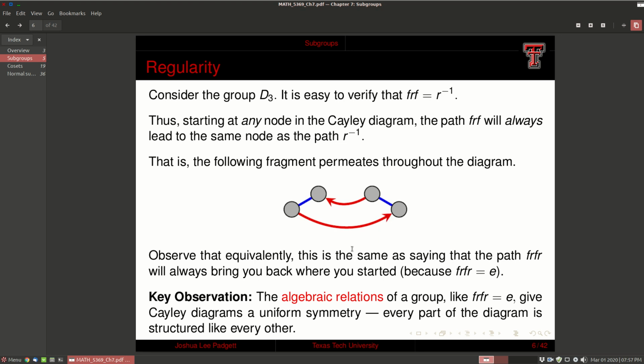So starting at any node, we trace out a path that looks like this. It may be stretched or shrunk or rotated, but we still have the blue connections and the red connections going in opposite directions. Of course, this is equivalent to saying that doing a flip, a rotate, a flip, and then a rotate is equivalent to doing nothing, right? Flip, rotate allows us to go through a full path in our Cayley diagram. These algebraic relations, something like this type of expression, which is often present in a lot of these, give Cayley diagrams a uniform symmetry, meaning that all the other pieces of the diagram look like some sub-piece. So we're going to see patterns like this that permeate the diagrams.